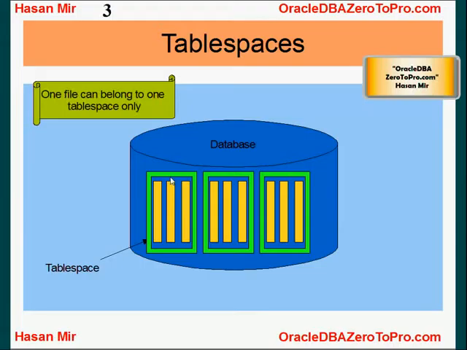Just remember that one data file can only belong to one tablespace. So there's a one-to-many relationship between tablespaces and data files. One data file can only belong to one tablespace. However, one tablespace can contain one or more data files.